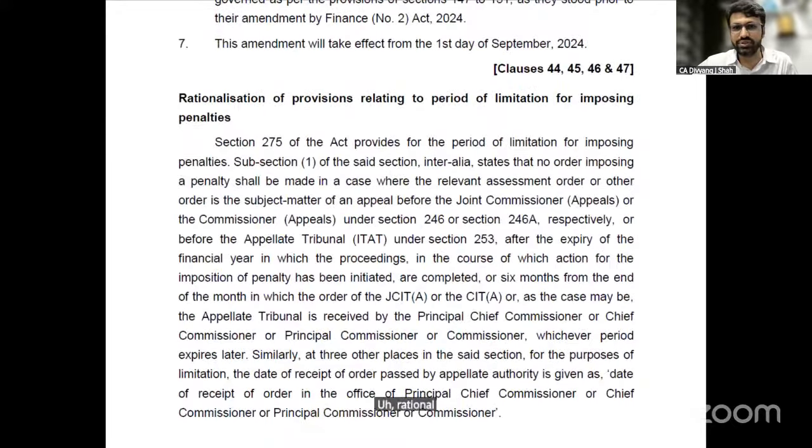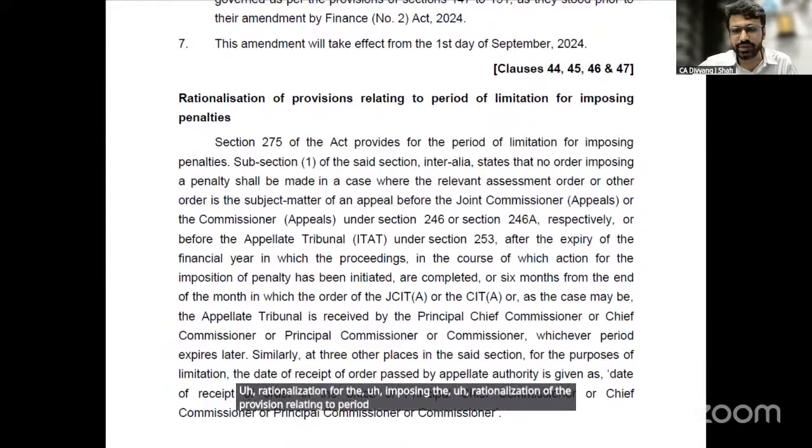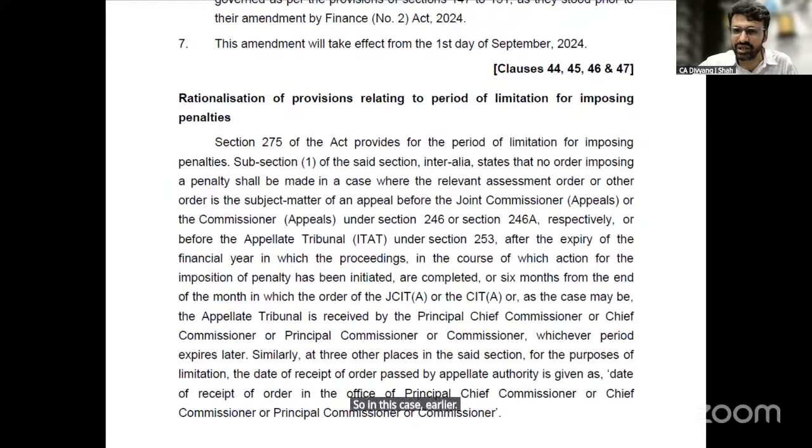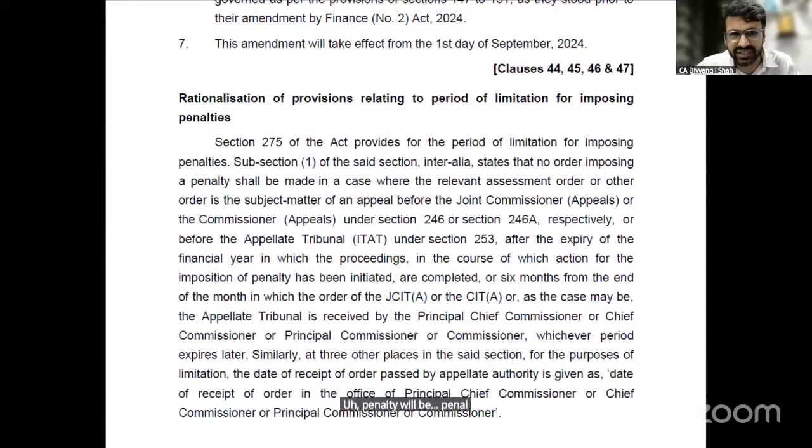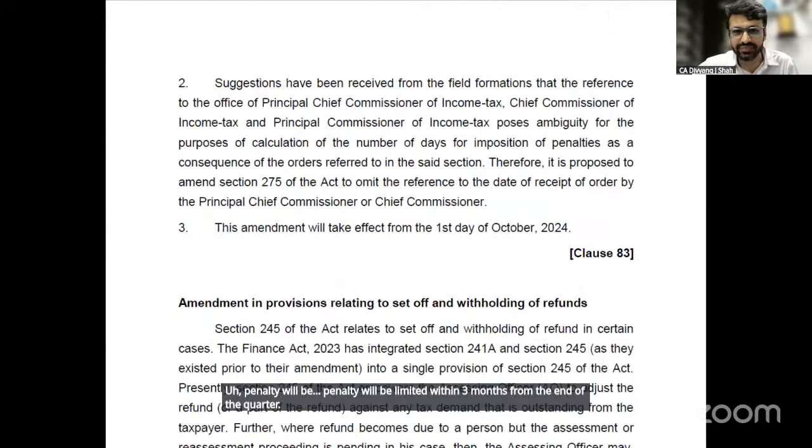Rationalization of the provision relating to the period of limitation for imposing penalties. Earlier, the penalty order was required to be passed within 6 months from the end of the month in which the assessment order is passed, wherein addition is made. But now they have said the penalty will be levied within 3 months from the end of the quarter. That is the amendment.